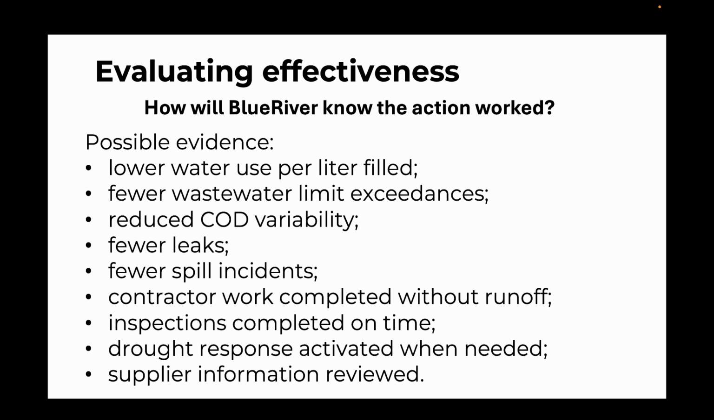Sometimes effectiveness is evaluated through compliance evidence. So, for example, sampling results remain within limits. Reports are submitted on time. Inspections are completed. Sometimes effectiveness is evaluated through event-based evidence. So, for example, contractor work near drains is completed without contaminated runoff. A spill drill confirms that people know what to do. So, the key question is simple. What evidence would give us confidence that the action is working?